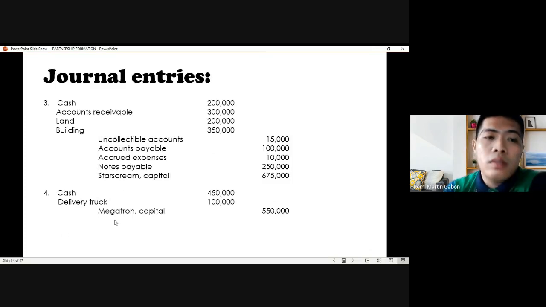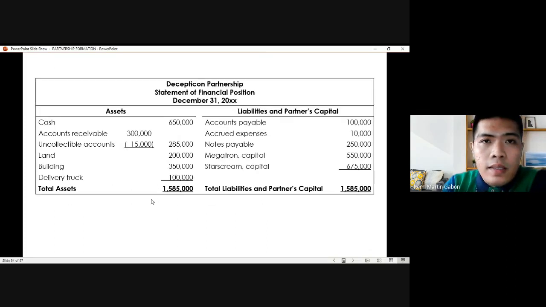Then number 4, i-record mo na yung investment of Megatron. So simple lang naman. 400,000 debit sa cash, 100,000 sa delivery truck, tsaka kay Megatron capital 550,000. Okay? So that's it. So after the formation, ganyan yung magiging itsura. Okay? New Decepticon partnership book. Kanina yung Decepticon balance sheet, referring yun dun sa old sole proprietorship book na ginawang partnership book. Dito naman, referring sa new partnership book.